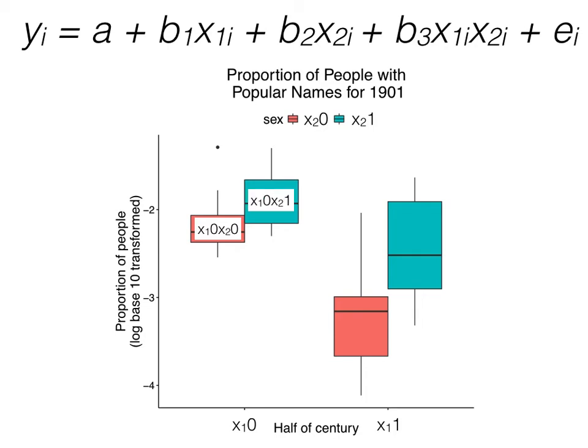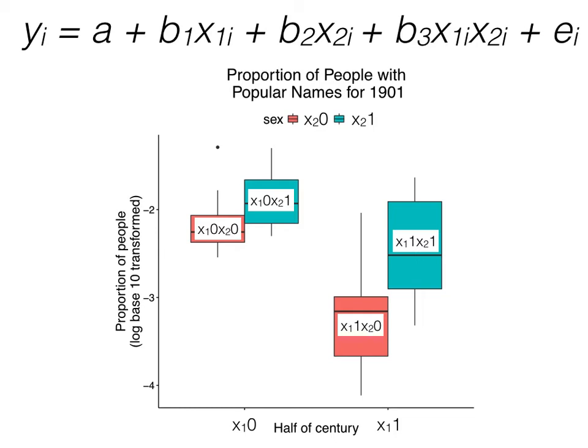Our second box is when x1 is still set to 0, first half of century, but now x2 is set to 1, male. Our third box sets x1 to 1, second half of century, but x2 to 0, female. Finally, in our last box, both x1 and x2 are set to 1. So this is all the data for the second half of the century for males. If this is unclear, feel free to take a moment to pause the video and make sure you understand the labels in each of our boxes and how it relates to the labels of our two variables.